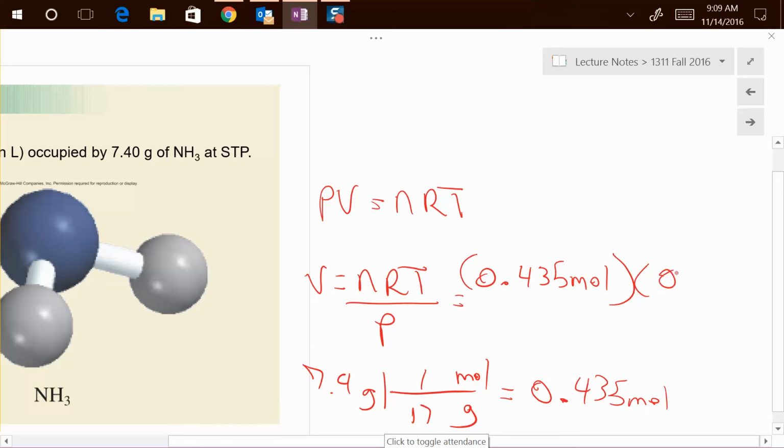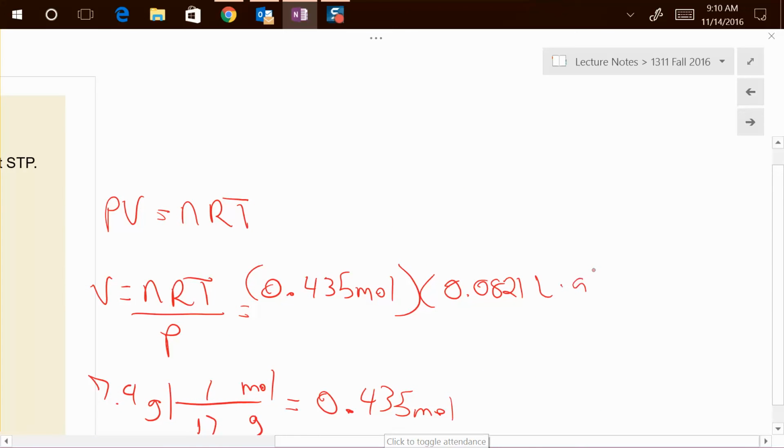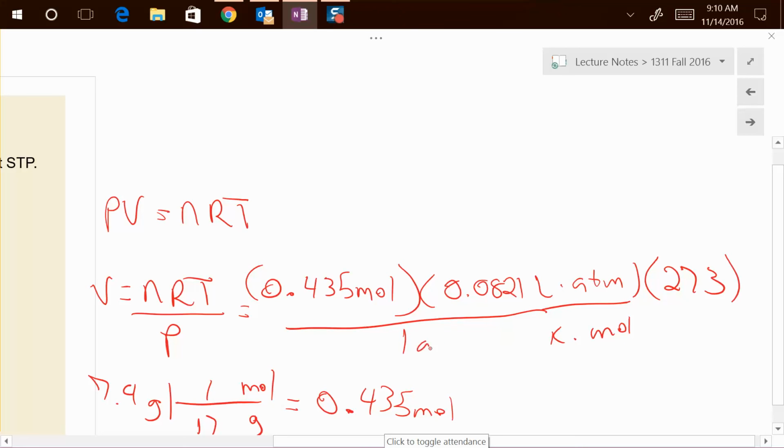So R is 0.0821 liter atmospheres over Kelvin moles. Okay, temperature, 273. How do you know? It doesn't say that. STP, standard temperature and pressure. What is the pressure? 1 atmosphere. Okay, so 0.435 times 0.0821 times 273.